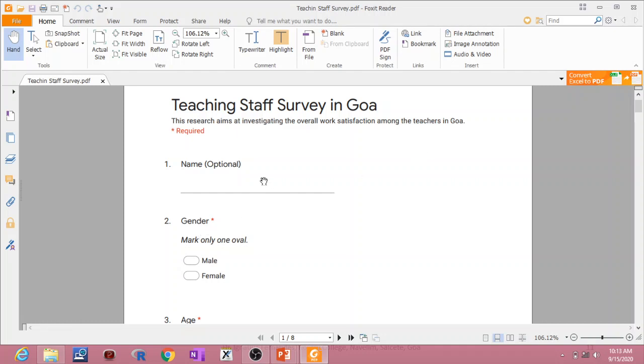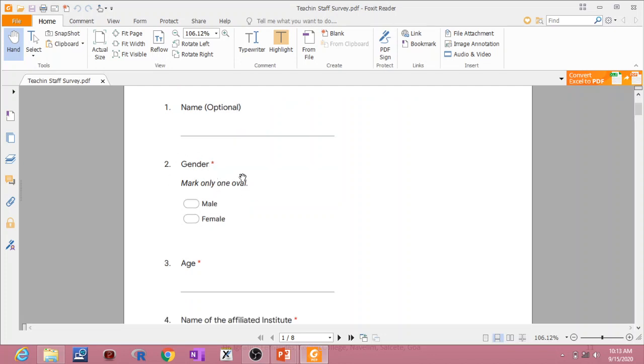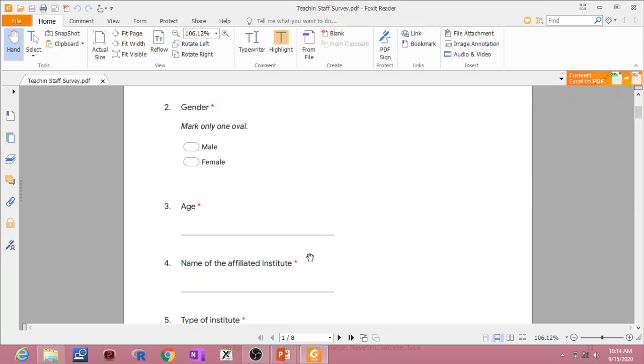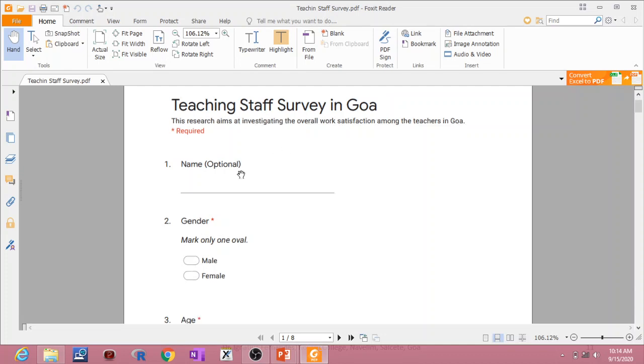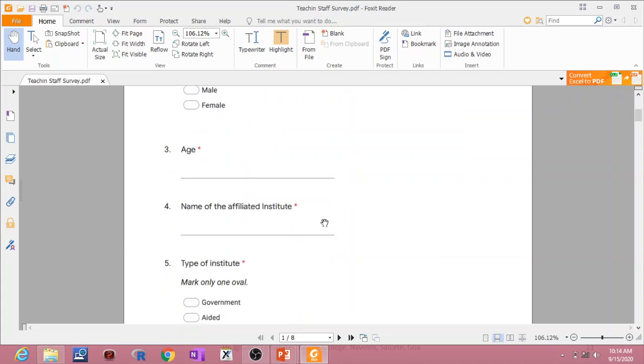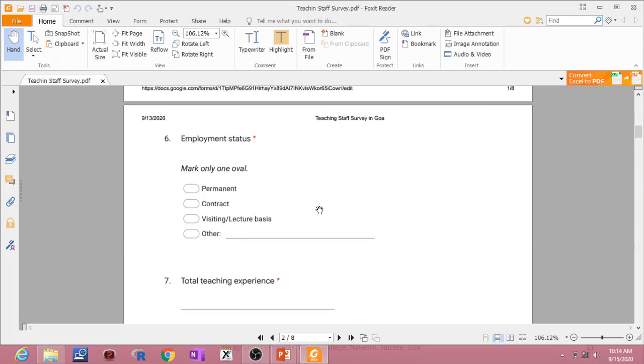Okay, so this questionnaire will have different categories. One is the administrative. You're asking for name. It can be optional. You're asking for gender. Now this will be a classification question. Age is a classification question. Name of the affiliated institute also. So you're basically trying to study the satisfaction level among the teachers in Goa with respect to their work culture. Okay, so if you're asking their name, phone number, email ID, that is an administrative question. Gender, age, their institute, type of the institute, employment status, these are all classification questions.